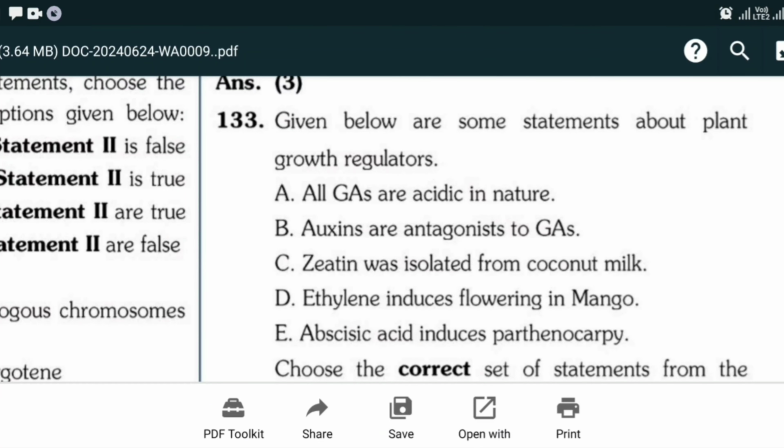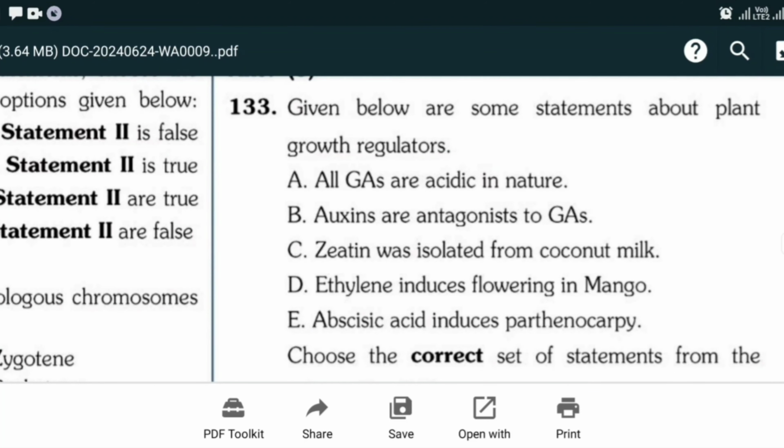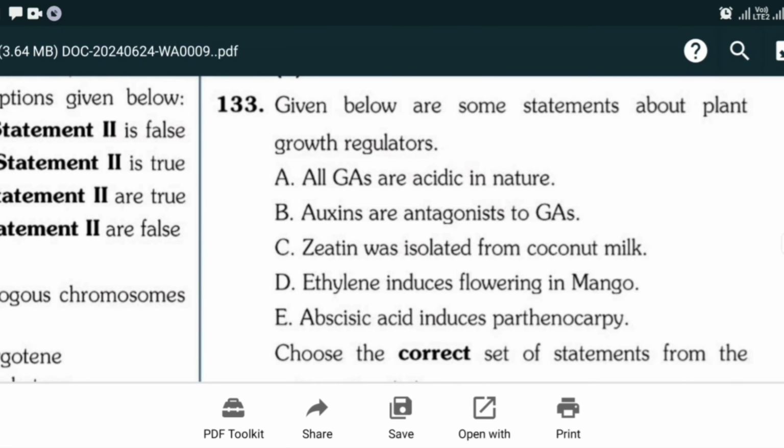Then, given below are some statements about plant growth regulators. Here are two continuous questions from the last lesson of this physiology, plant growth and regulators. All GAs are acidic in nature. Yes, of course, the name itself suggests that GA means gibberellic acid, so that's why it is acidic in nature. Then auxins are antagonists to GAs. No, auxins are antagonists to cytokinins. Antagonism means the function which is opposite to each other.